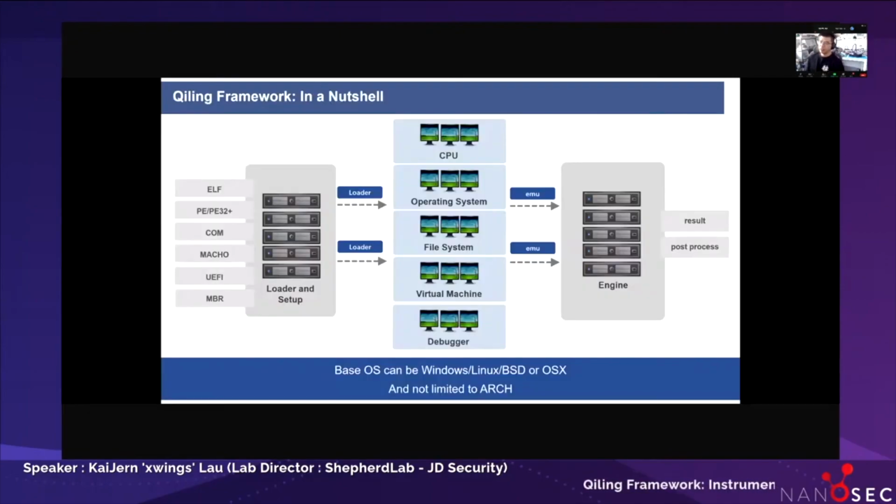So you have your file passed into the framework, and then the framework will load and set up according to the API, the instrumentation that you put in. Then you will be able to run to emulate the file, and then you have your engine, and the rest will be the results on how you're going to analyze the system based on the result and the output.